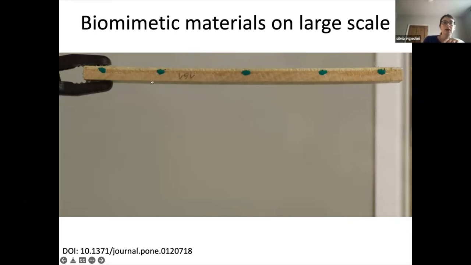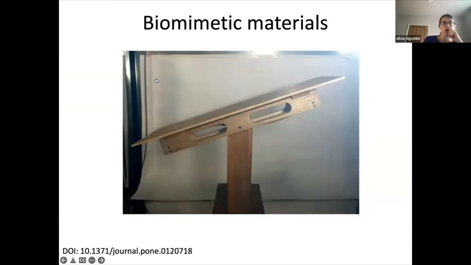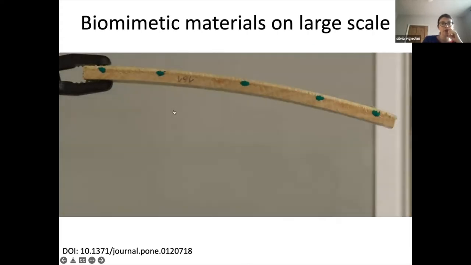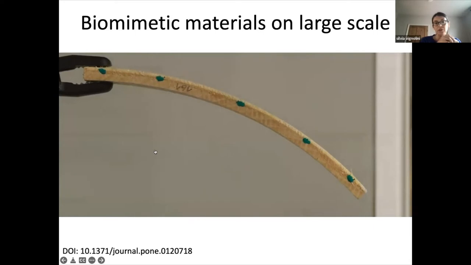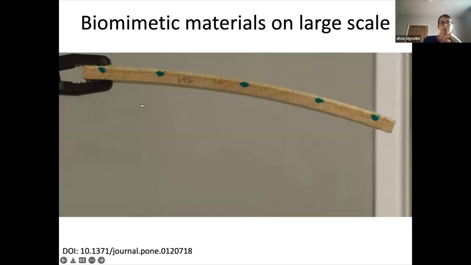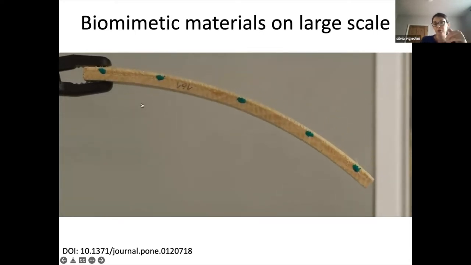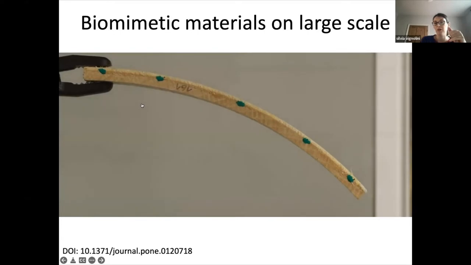And here you have a layer on top where the fibers of the wood are oriented in one direction, and this layer is glued on top of a second layer where the fibers are oriented in an opposite one. And when you expose this to humidity, this is a video that is sped up, but what you can see is a bending of the structure, yes?